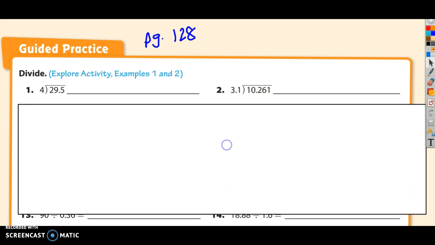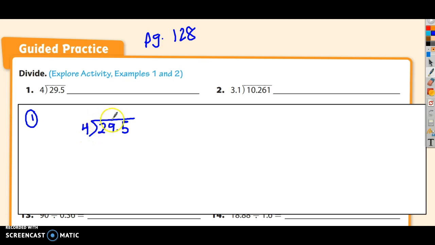Here's our whiteboard, and we're just going to do numbers 1 and 2 to start. Number 1 is 29 and 5/10 divided by 4. And since 4 is a whole number, we don't need to do any decimal movement. When we get over to number 2, we're going to have to do something with number 2 before we can start. But number 1's good to go right now.